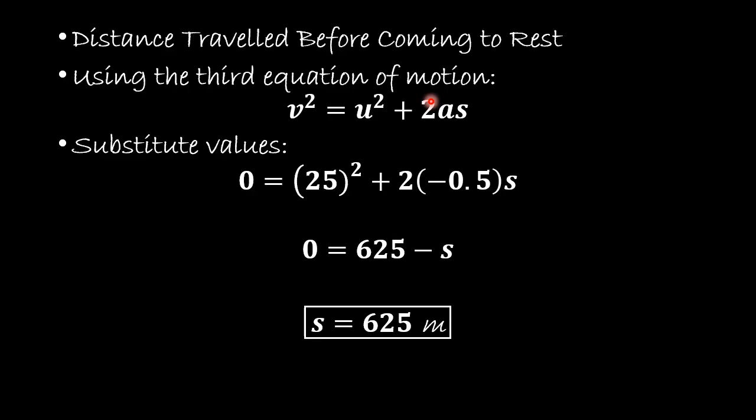But I won't advise you do that, because let's say in an exam you get the t wrong, that means you also get this question wrong. So it's better to use this one, because all of them were given from the question. So v squared, 0 squared is going to give you 0. 25 squared is going to give 625. Multiply by 2 times negative 0.5s. 2 times negative half is negative 1. Negative 1 times s is going to give you negative s.